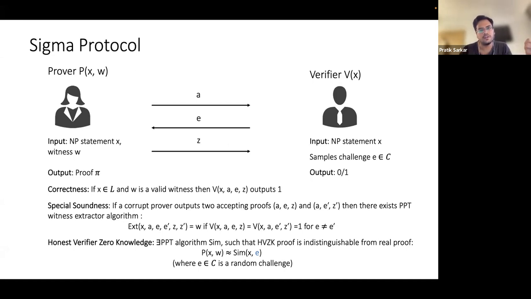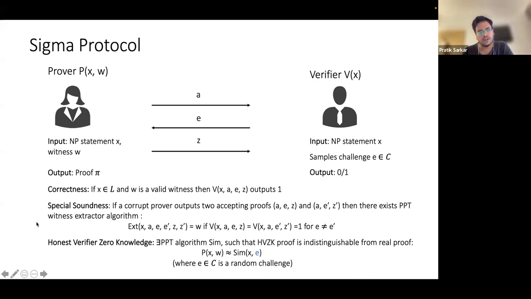In a Sigma protocol, it's a public coin 3-round protocol where the prover computes the first message A, which mainly consists of commitments. And now the verifier samples a random challenge and sends it to the prover, and the prover computes the response and sends it to the verifier. And now it should satisfy correctness, and it should satisfy a property called special soundness. That is, if a prover outputs two accepting proofs, (A, E, Z) and (A, E', Z'), that is, for the same first message A, the prover has computed two valid responses for two different challenges, then you can extract a valid witness from the two accepting transcripts. So this is special soundness.